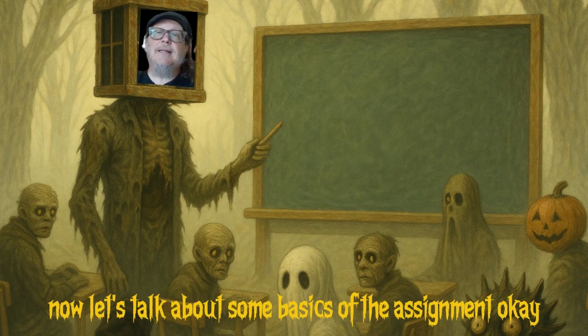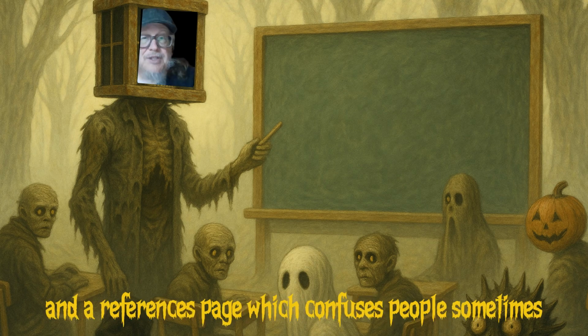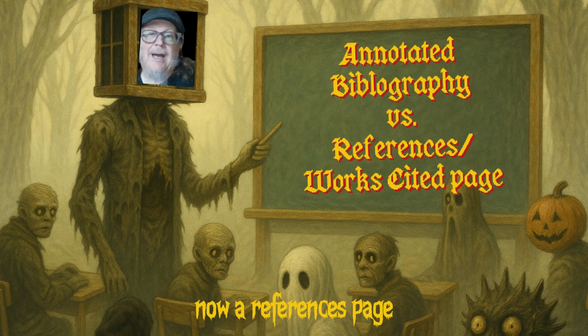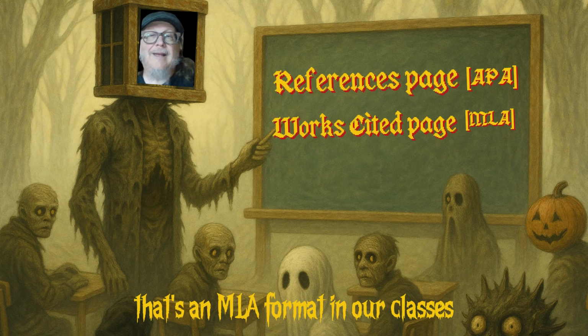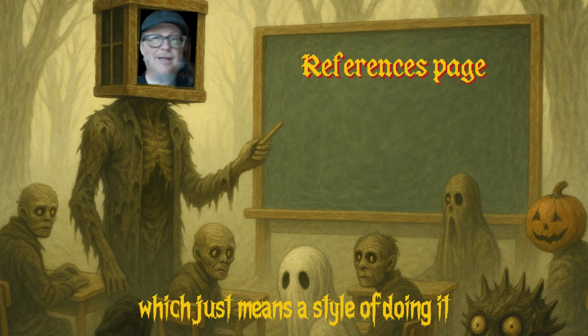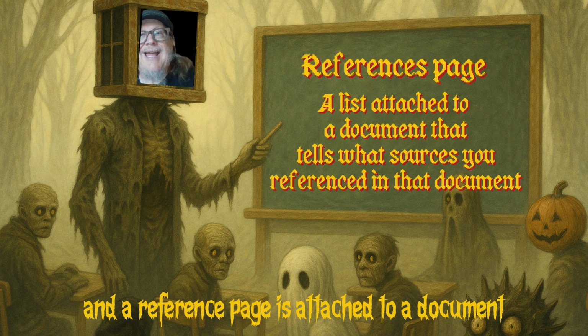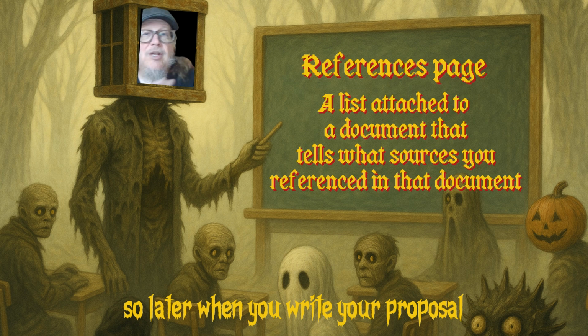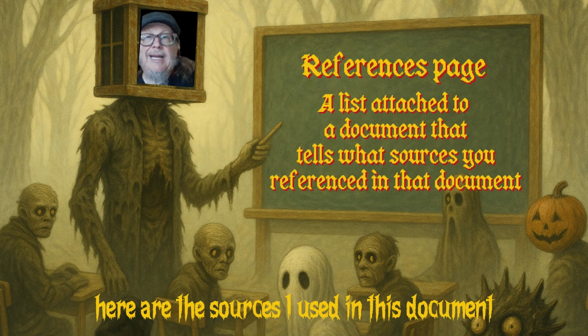Now, let's talk about some basics of the assignment, okay? First of all, you should know the difference between an annotated bibliography and a references page, which confuses people sometimes. Now, a references page, sometimes called a works cited page, that's MLA format. In our classes, we use APA format. So in APA format, which just means a style of doing it, a set of rules, this is called a reference page. And a reference page is attached to a document. So later, when you write your proposal, you will attach a references page to that tells the reader, here are the sources I used in this document.